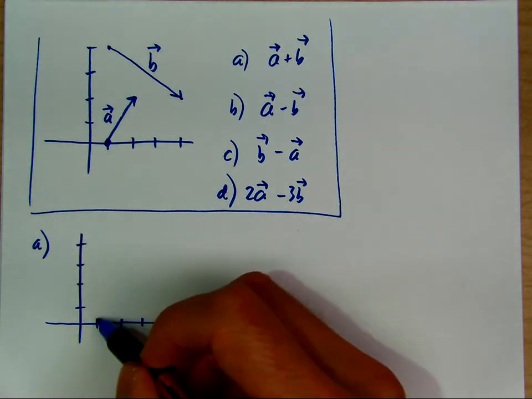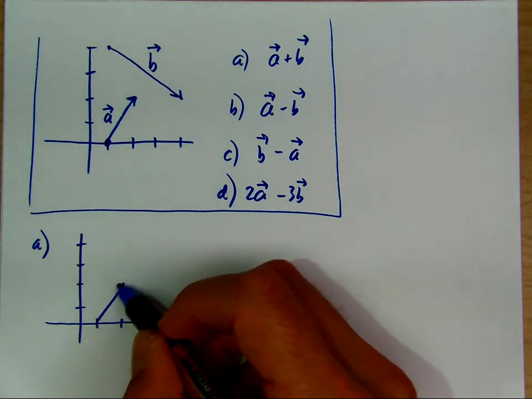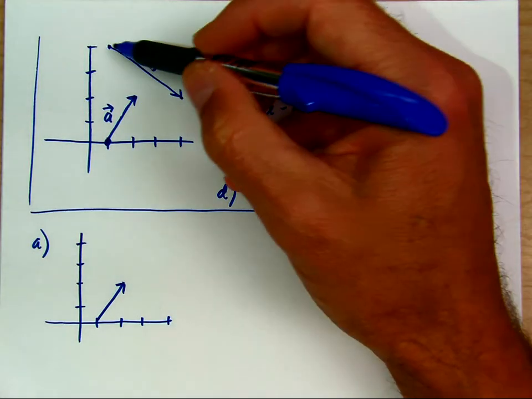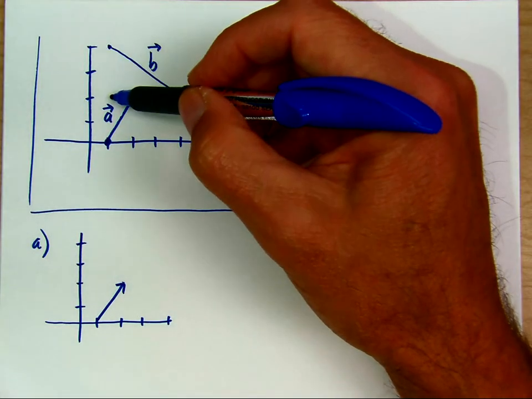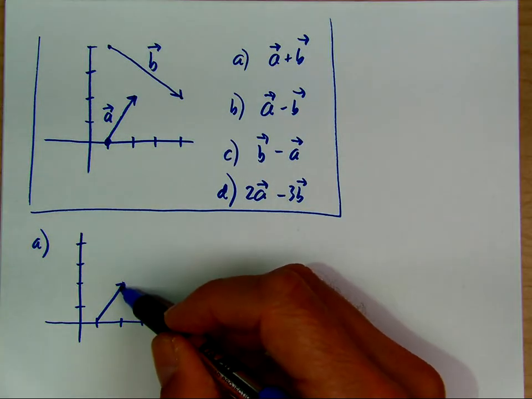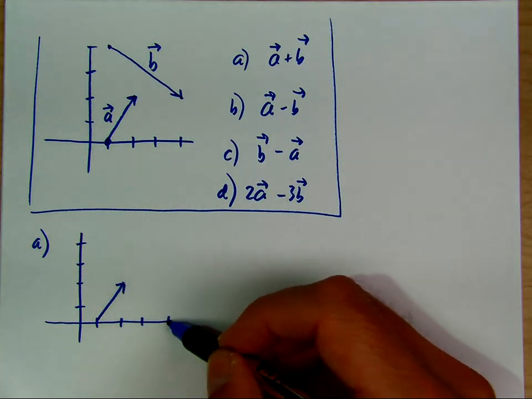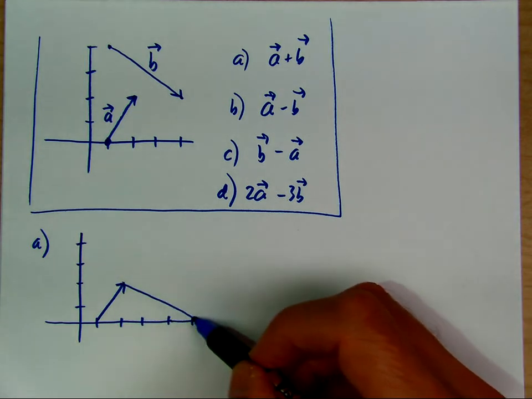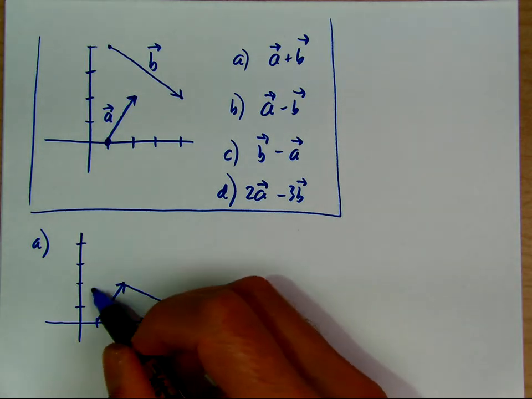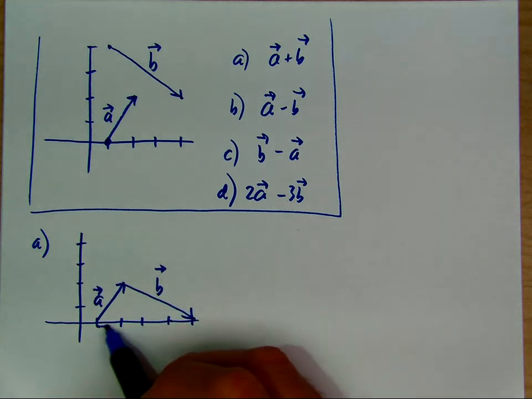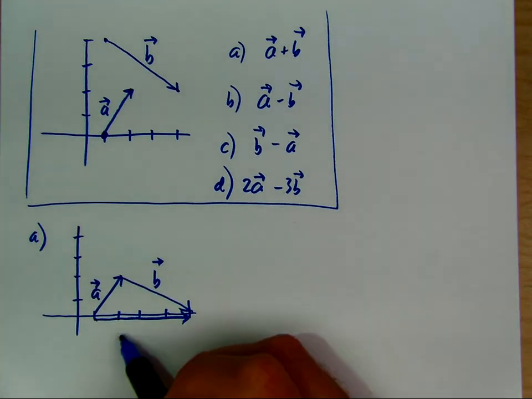So I draw A, and then we need to take B and draw it at the end. Now B goes down to over 3. 1, 2, 3. So from the end we have to go down to over 3. This is vector A, and that's vector B, and the resultant is that vector. That is A plus B.